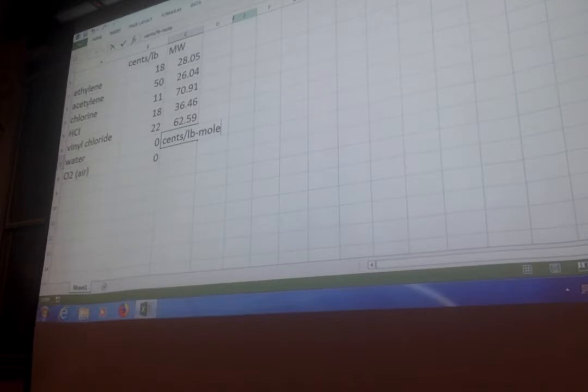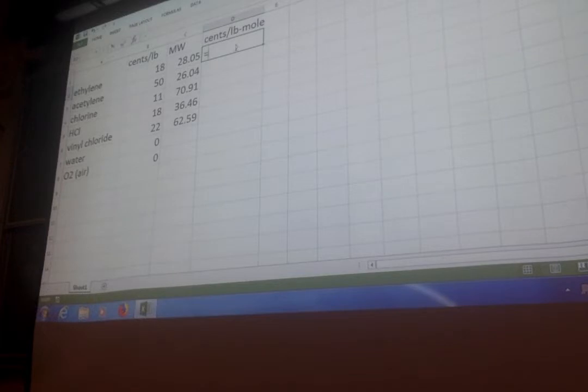Cents per pound mole. So this equals the price times the molecular weight, 504 cents, and copy down. And you know the shortcut, if you just double click the right bottom crosshair. Okay?